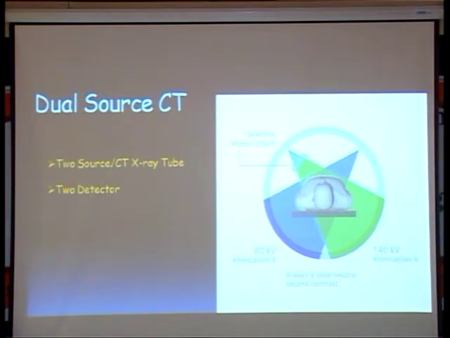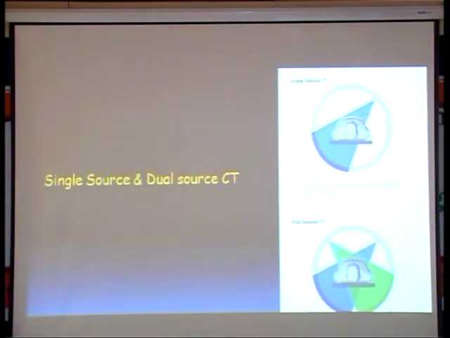This is mostly used in cardiac. I think we had installed a couple of these. Mostly the cardiac hospitals are using it because the scanning time is very fast. See the difference between a single source CT and a dual source CT. There is just one source and one row of detectors, whereas here you have 2 X-rays and 2 rows of detectors.